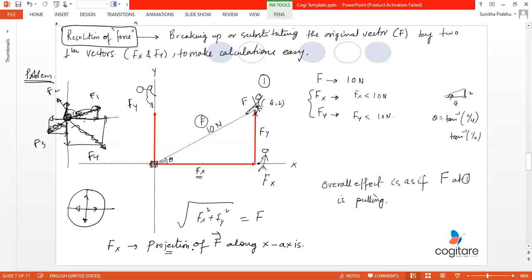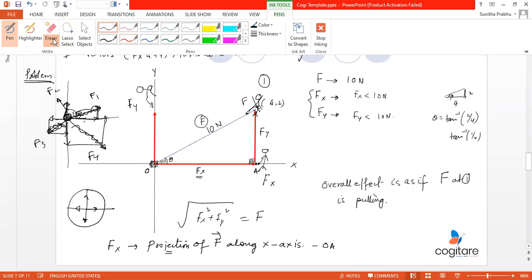When I say projection, what I mean is, you draw the x-axis. From the tip of the force vector, drop a perpendicular. I dropped a perpendicular. Where is it touching? It is touching at this point A. Then you measure OA. OA is called the projection of F along x. Are you able to follow, guys? Yes, sir. Okay, just one minute. I'll clear up the board. Then it becomes easy for you to visualize.